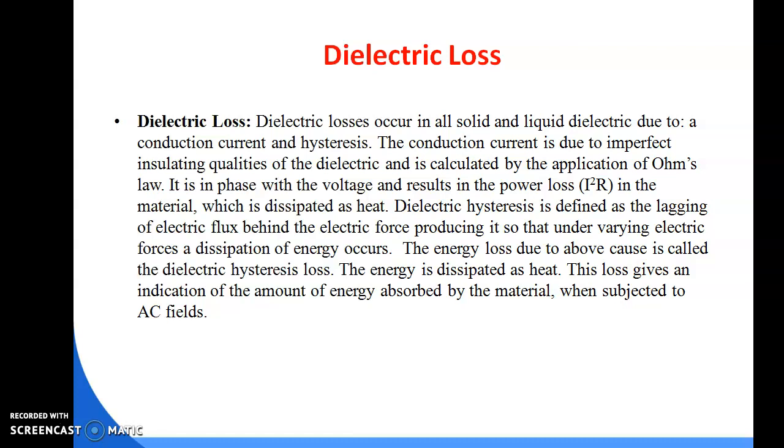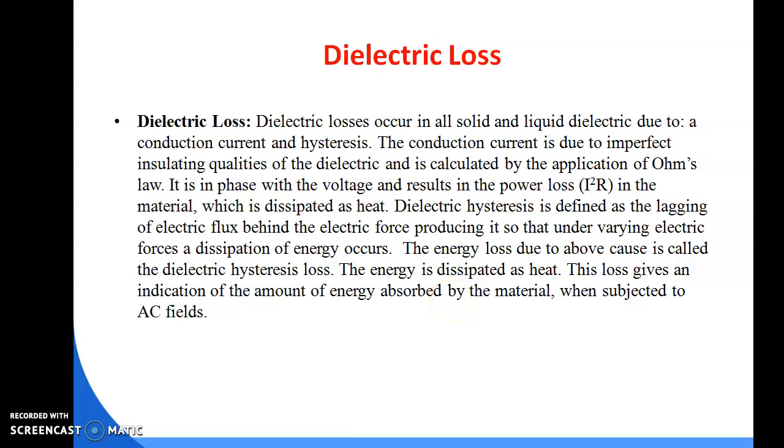In the material, this is dissipated as heat. Dielectric hysteresis is defined as the lagging of electric force behind the electric force producing it. Under a varying electric force, a dissipation of energy occurs. The energy loss due to the above cause is called the dielectric hysteresis loss. The energy is dissipated as heat. This loss gives an indication of the amount of energy absorbed by a material when subject to AC strain.